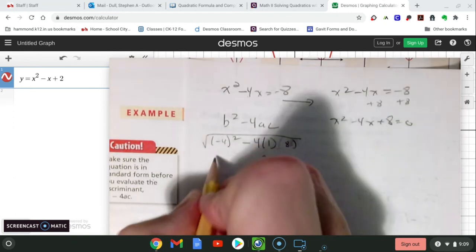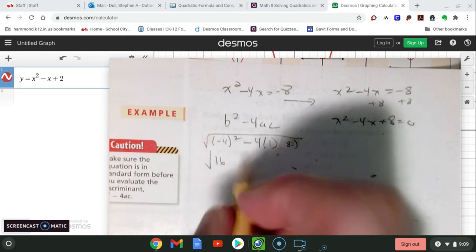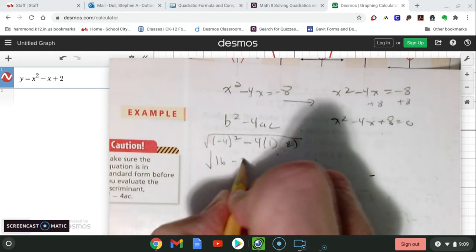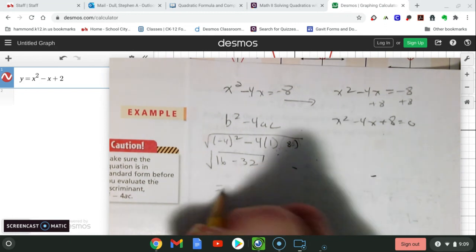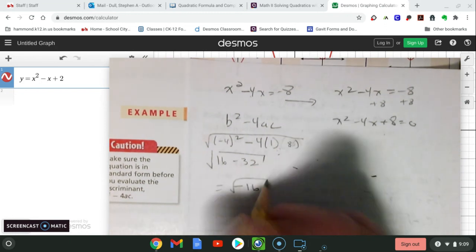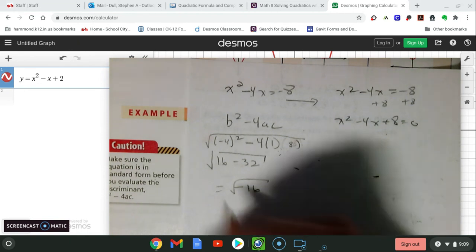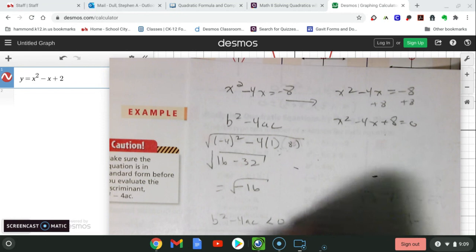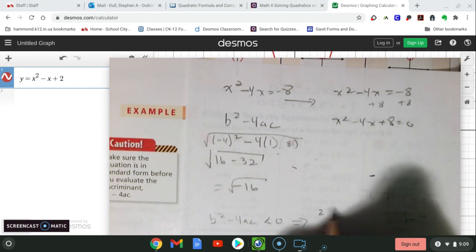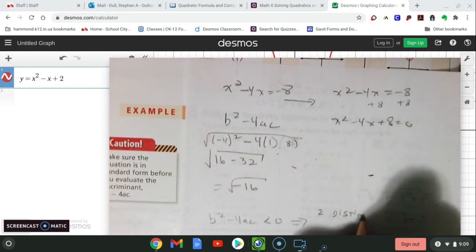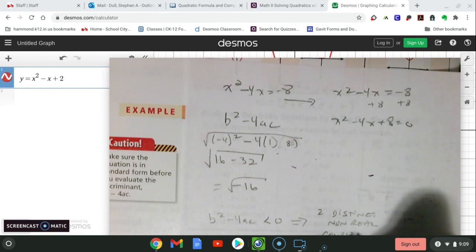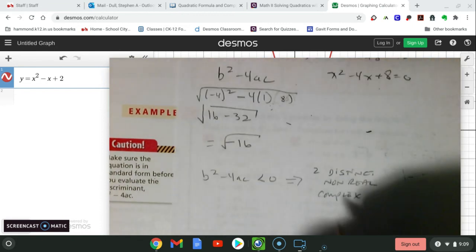All right, so what happens then? I have 16. This is all still under radical. And then negative 4 times 1 times 8 is negative 32. So I have the square root of negative 16. So b squared minus 4ac is less than 0, which implies two distinct non-real complex solutions.